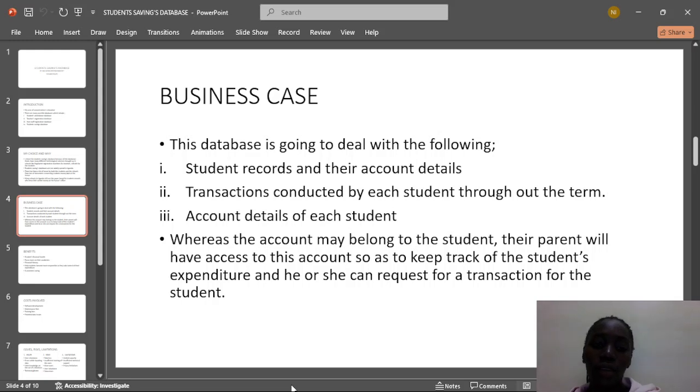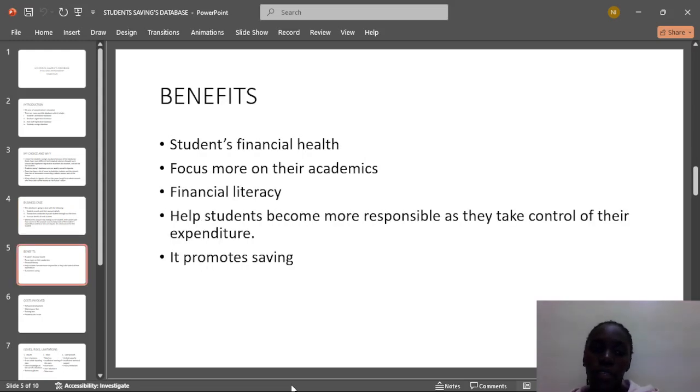Whereas the account may be known to the student, their parent will also have access to keep track of the student's expenditure. When the parent would like to add money for the student, they can first check on the account to know how much they have and see how much they can add on what is already there.